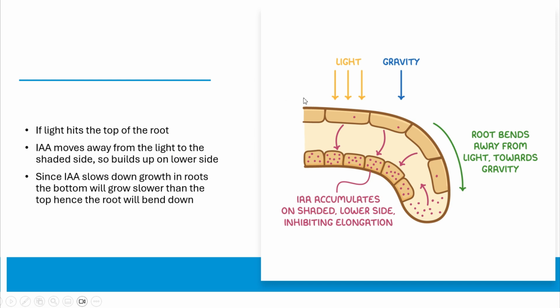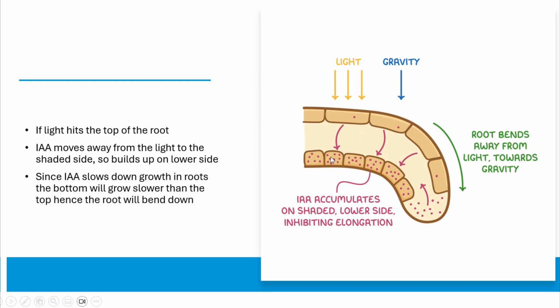to the shaded side as normal, as standard. Light's coming there, so it's going to move down to the bottom side. However, since IAA in roots slows growth down, it means that the bottom is going to grow slower, so it would be growing up at a slower rate than the top is growing down. So therefore, it's going to move down in total. You get me? The root is going to bend away from the light because it's going to slow it down. Do you see what I'm saying?